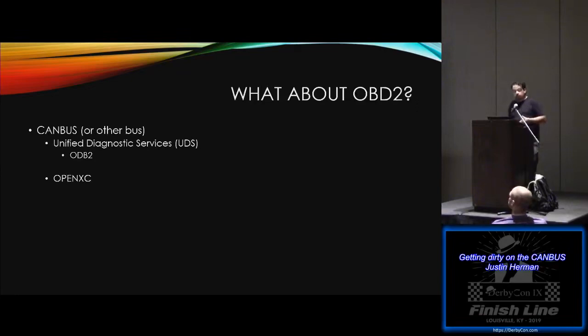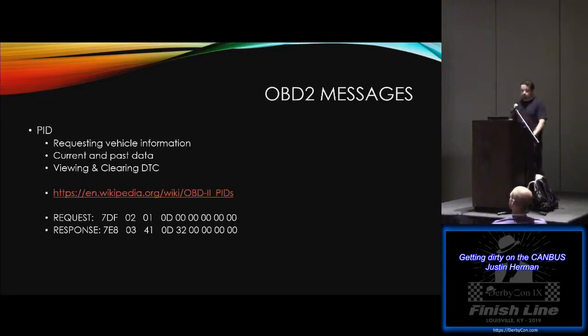OBD2 lives on the CAN bus, and it's a part of the Unified Diagnostic Service. That is closed source, and Ford has been generating some OpenXC, which is another type of replacement for the unified diagnostic service, but I don't have enough information about that. OBD2 messages are again filled out. You can see it on the request, 7DF0201. The 7DF is the identifier, along with the bytes and length, which is 02, and the mode that you're requesting.